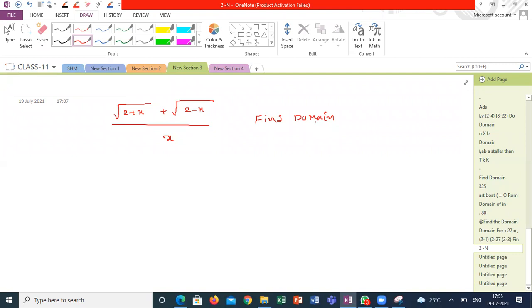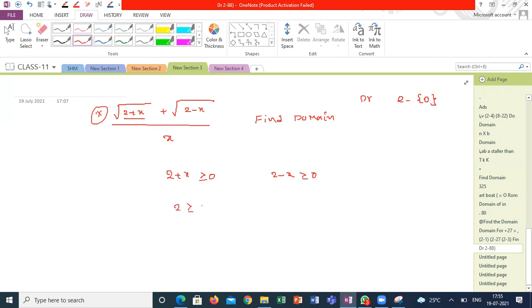First one is x can't be 0. For the denominator, any value is possible other than 0. Correct? So here the argument should hold for the numerator. Sir, is it 0 to 2 both open interval? 2 plus x greater than or equal to 0, 2 minus x greater than or equal to 0. Correct? I can take like this.